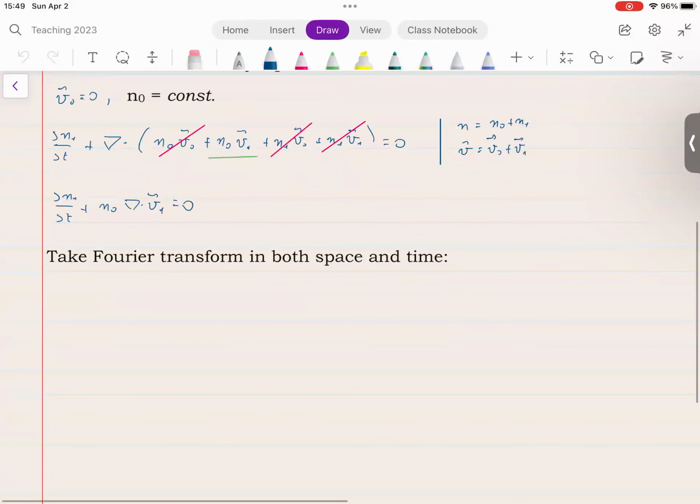Remember how we're doing it. We're using a minus sign for the time variable. So that gives me minus i omega n1, with the subscript f, which I may actually decide to drop, and then n0 plus ik, with the plus sign, dot v1. And all of this is equal to 0.